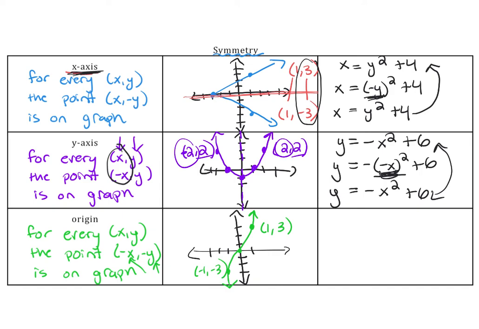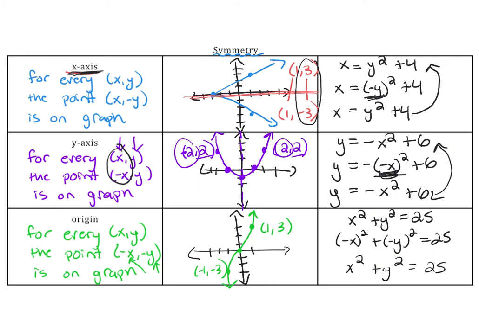Okay, so now to do the test. If I have, let's say, x squared plus y squared equals 25. If I plug in a negative x and a negative y, what happens? I'm squaring both of them, so it just goes right back to positive x squared plus y squared equals 25. So that is how you are testing for the different forms of symmetry of functions.